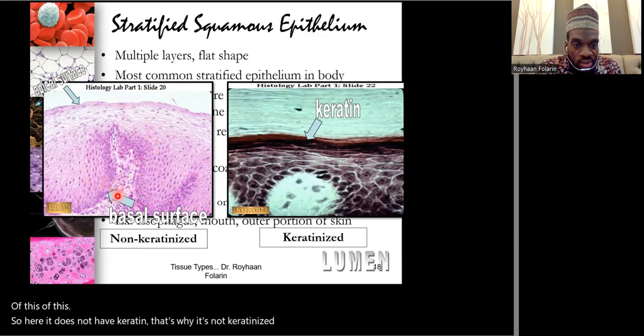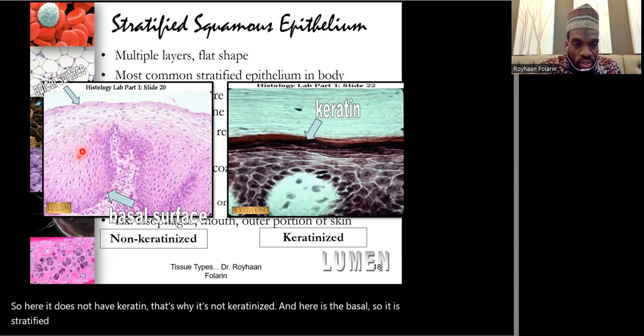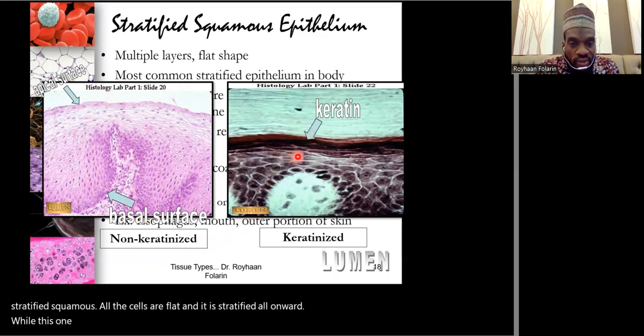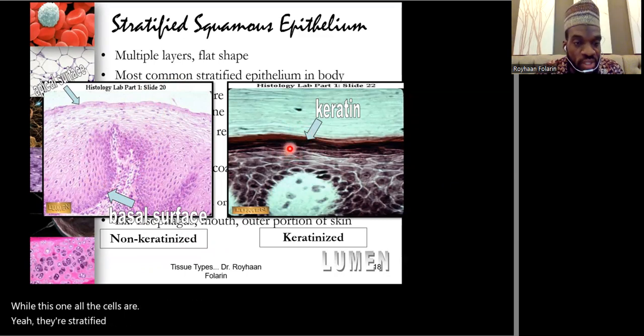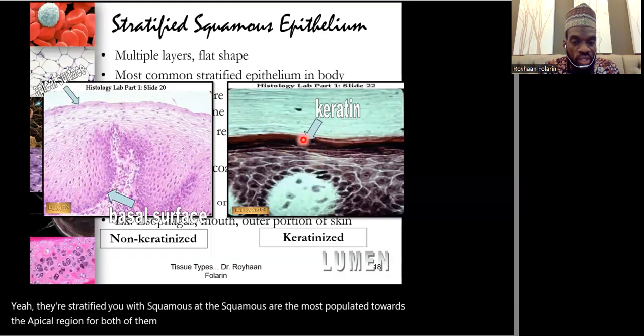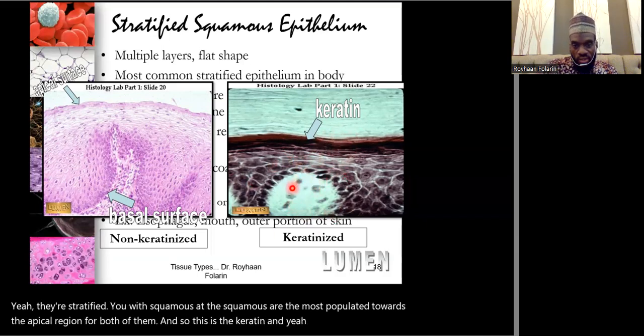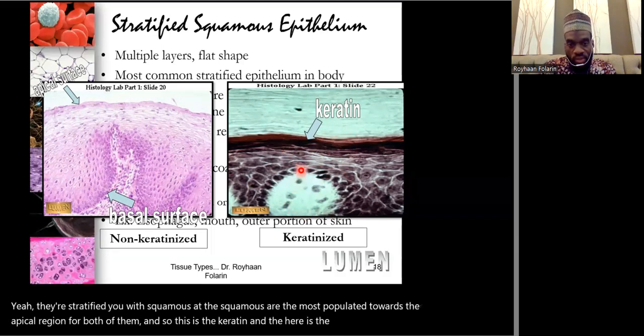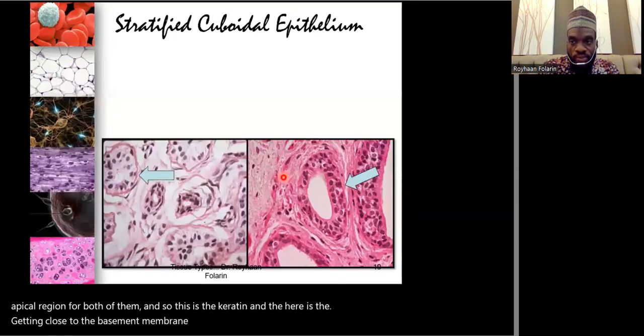And here is the basal. So it is stratified squamous. All the cells are flat, and it is stratified upward. While this one, all the cells are stratified. You see the squamous are the most populated towards the apical region for both of them. And so this is the keratin, and here is getting close to the basement membrane, the basal surfaces of the cells.